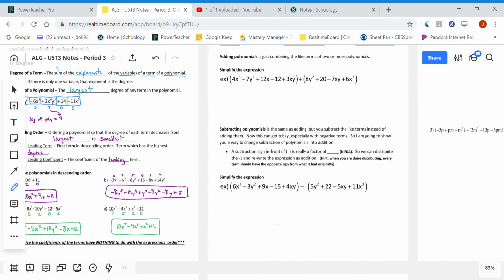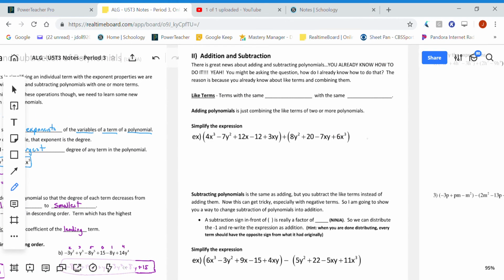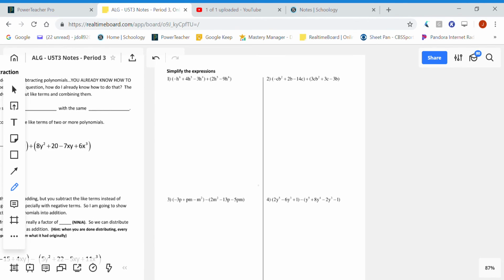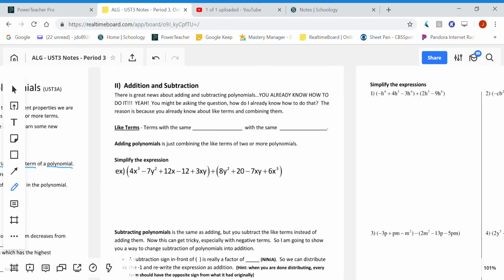All right, so let's quickly talk about adding and subtracting here, and then tell you what I'm going to do. I will do these examples in notes on real-time board, but I'm not going to do them on the video just to save us some time here. So if you want to know what the answers were for 1 through 4 over here, check real-time board. The work will be there.